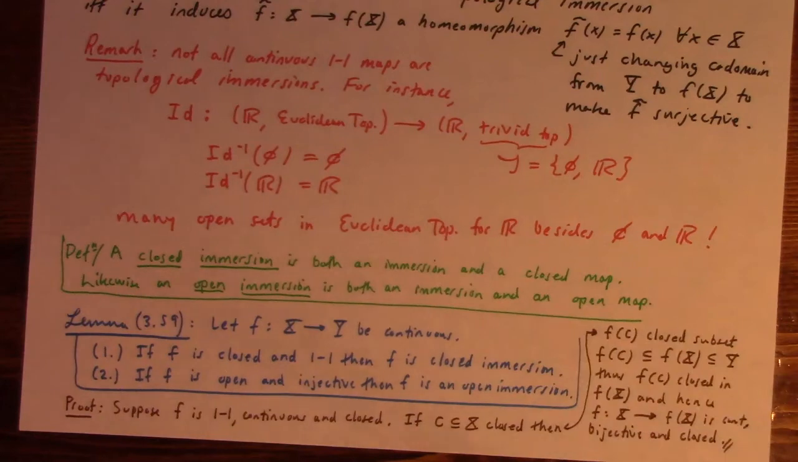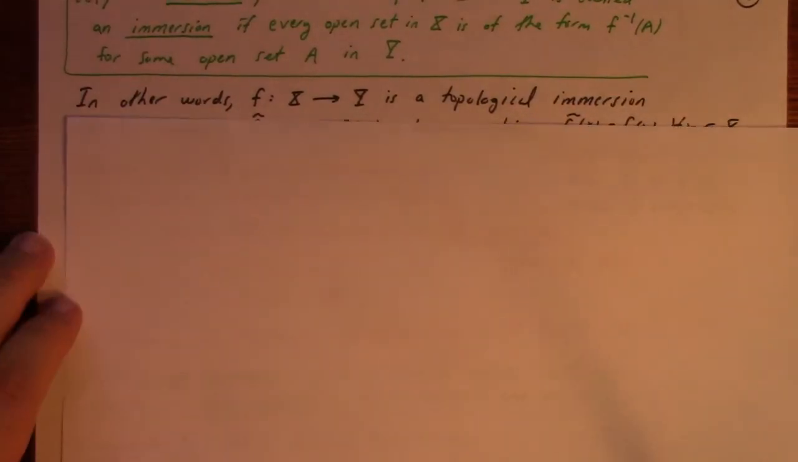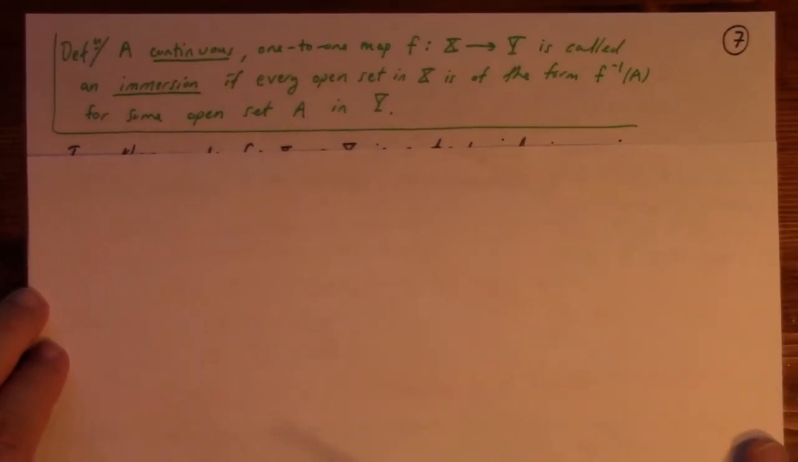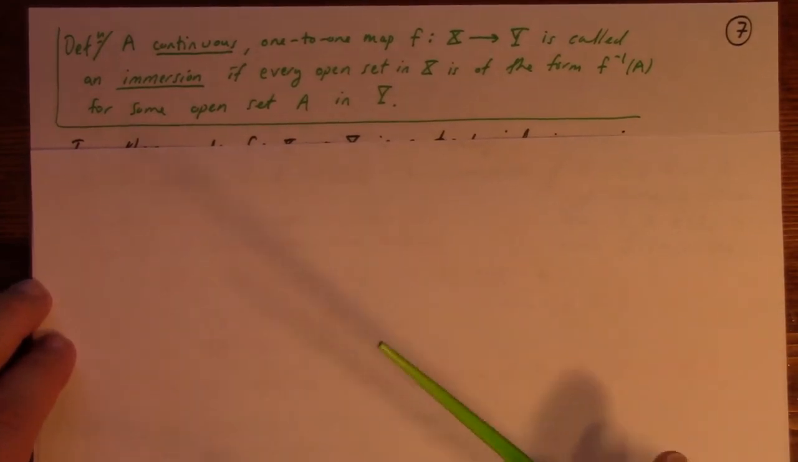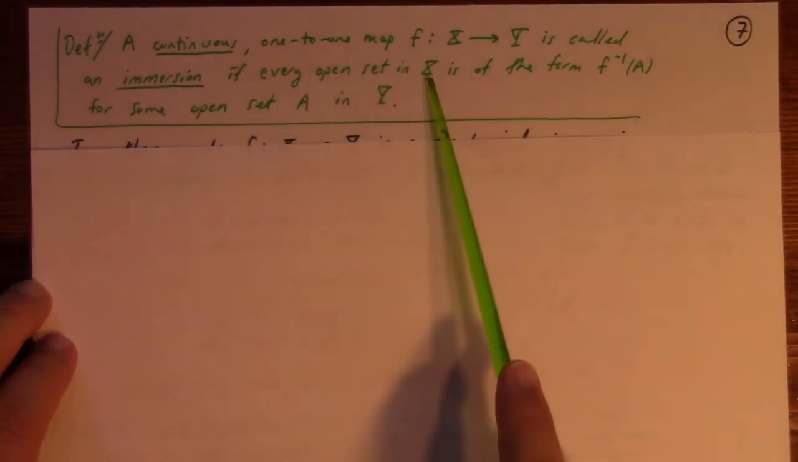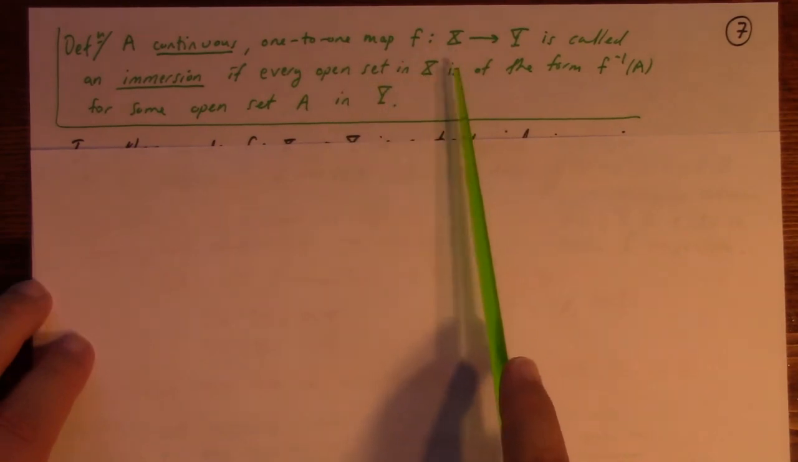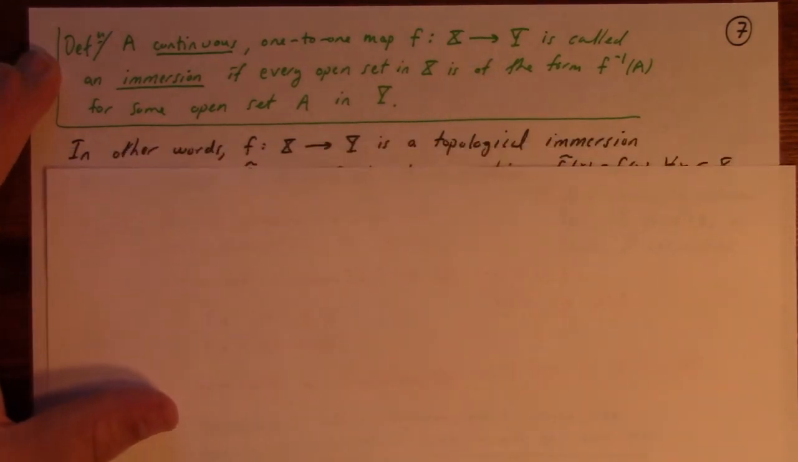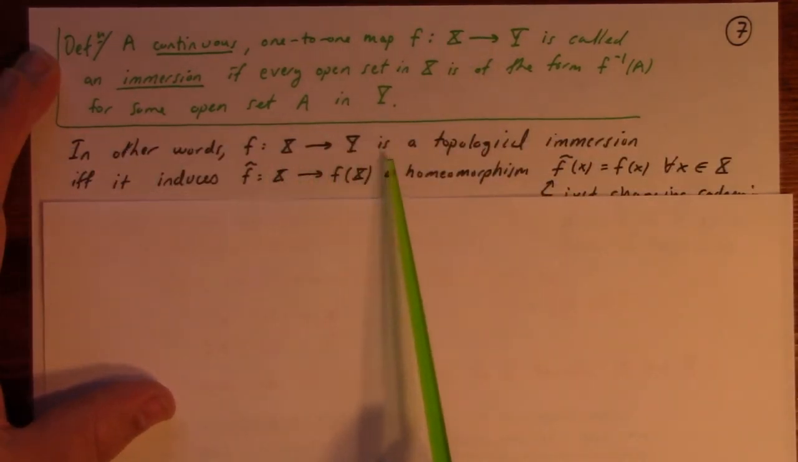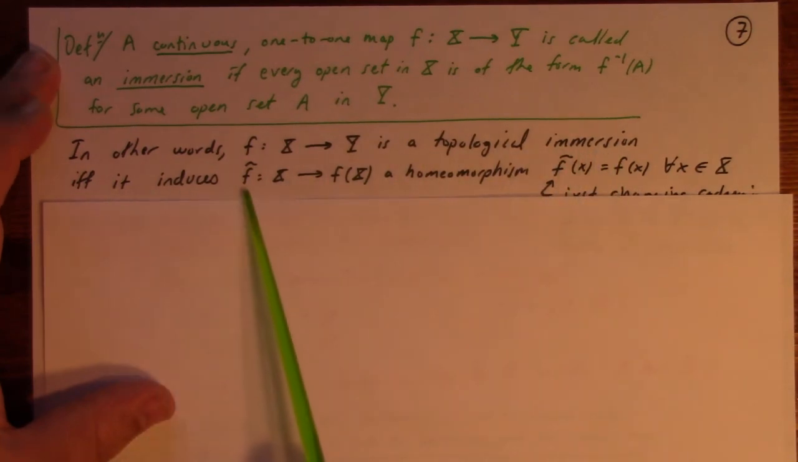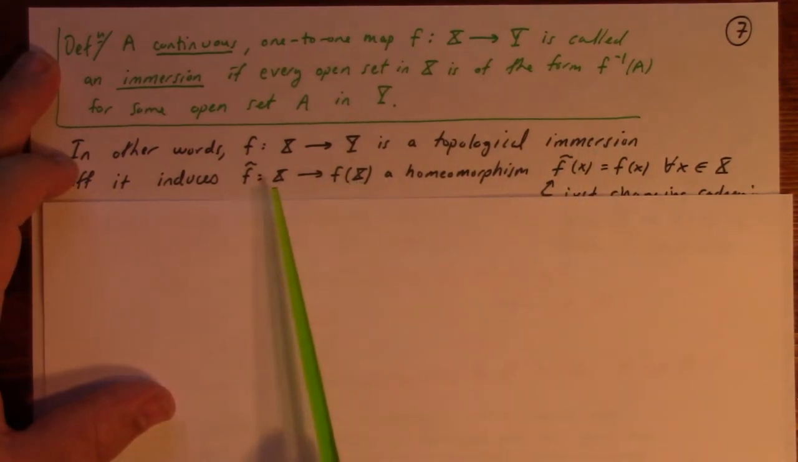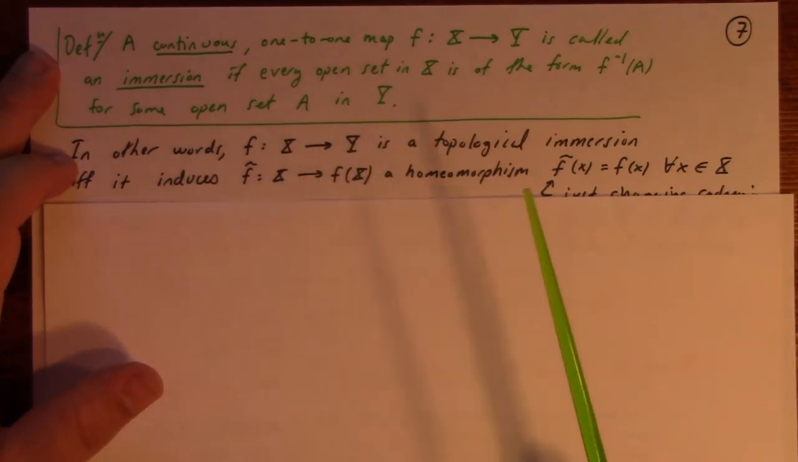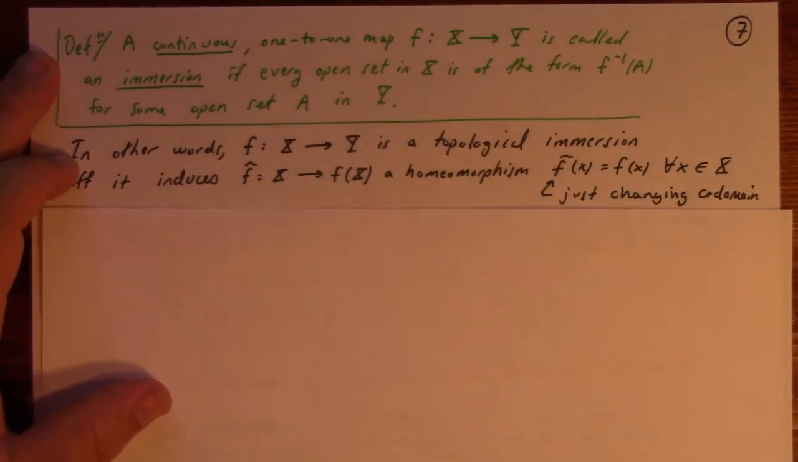Finally, a continuous one-to-one map is called an immersion if every open set in X is the inverse image of an open set in Y. In other words, F from X to Y is a topological immersion if and only if it induces F tilde from X to F of X, which he sometimes calls the restriction of F, and that's fine. And of course, this F tilde of X is just F of X in my notation.